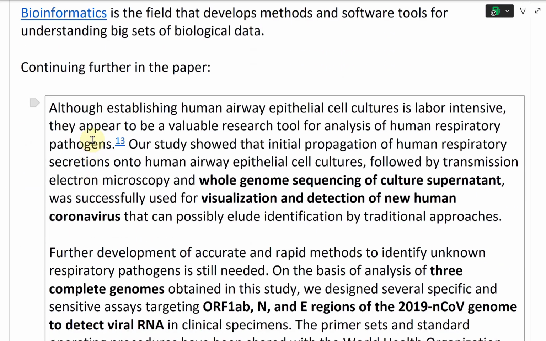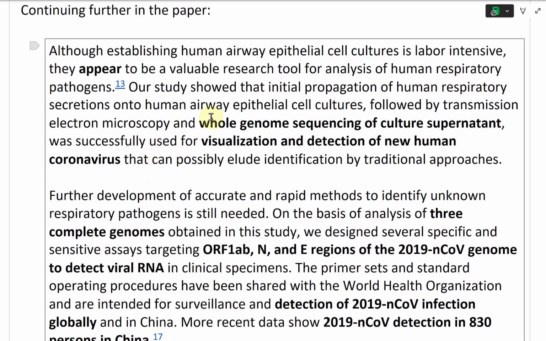And continuing further in the paper, so although establishing human airway epithelial cell cultures is labor intensive, they appear to be a valuable research tool for analysis of human respiratory pathogens. Our study showed that initial propagation of human respiratory secretions onto human airway epithelial cell cultures, followed by transmission electron microscopy and whole genome sequencing of culture supernatant, was successfully used for visualization and detection of new human coronavirus that can possibly elude identification by traditional methods. All right, visualization just shows some blurry particles.